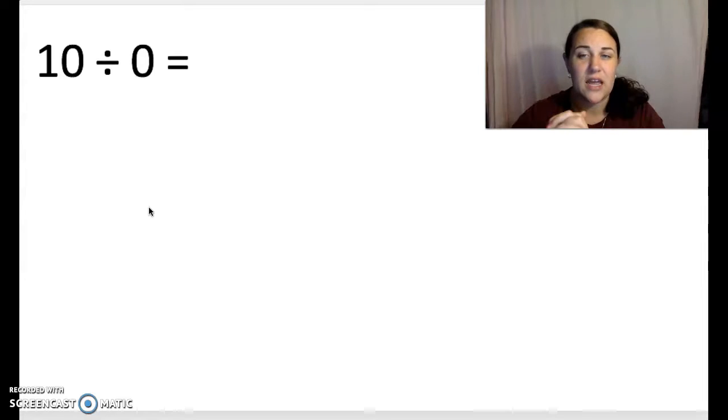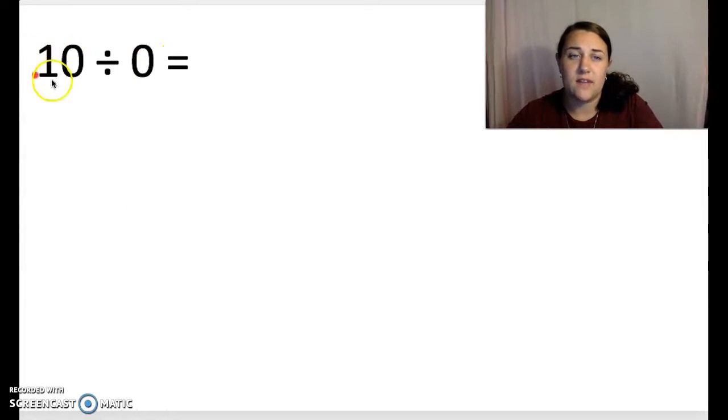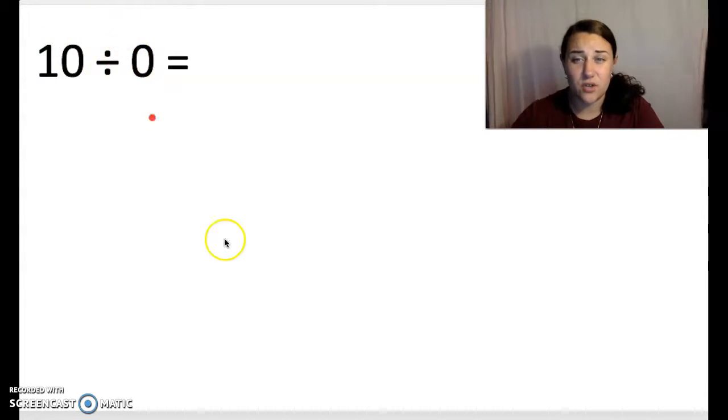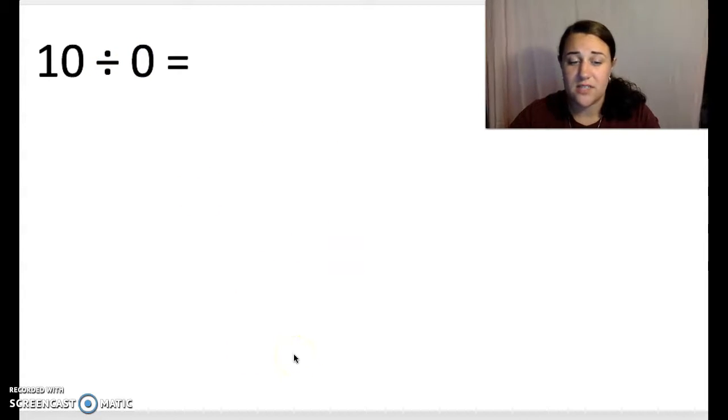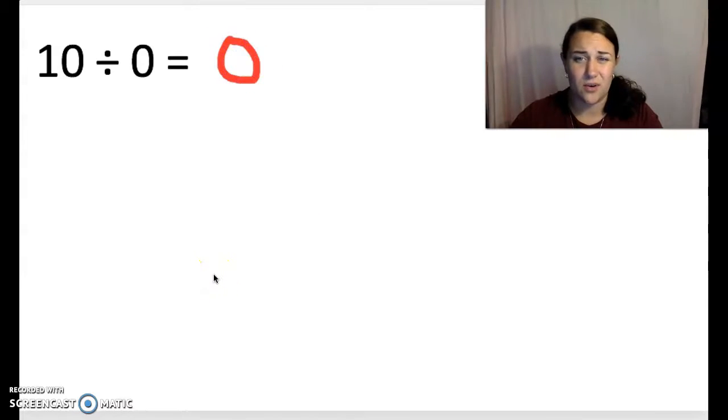Just like in multiplication, any number divided by 0 is going to equal 0. Because friends, if I have 10, and it needs to be divided into 0 groups, how many groups do I make? 0 groups. So if I have 0 groups, then I have 0 in each group because I can't divide it if I don't have any groups. That's like saying I have all these lollipops and I want to divide them, but I have no one to divide them with. Or there's no one who wants a lollipop. Well, I'm not going to give anyone a lollipop if nobody wants a lollipop. So any number divided by 0 equals 0.